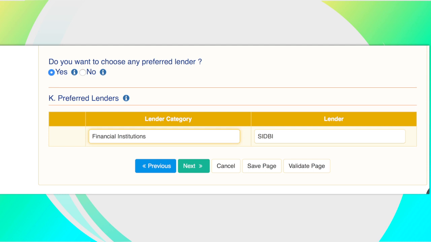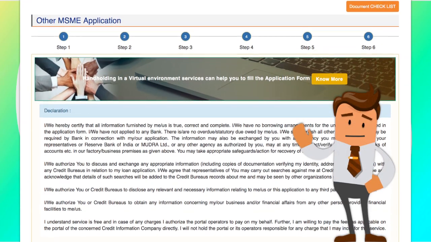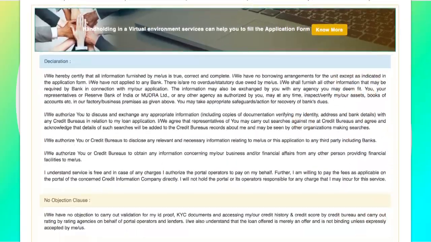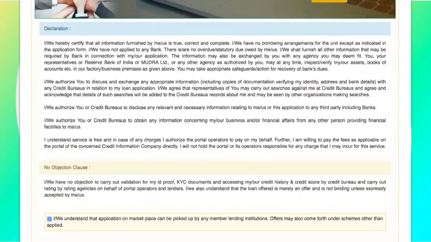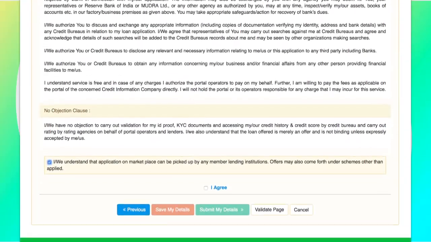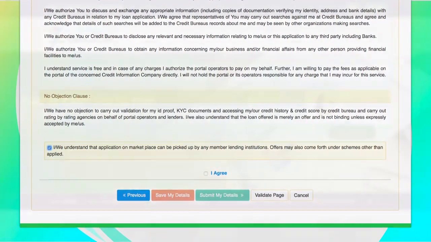and can choose the lender which he or she prefers to get the loan sanctioned. Step 6 is the declaration, which you must read carefully and agree to all the clauses and terms. Confirm your acceptance and then submit the application form. You can also save the form for your perusal.